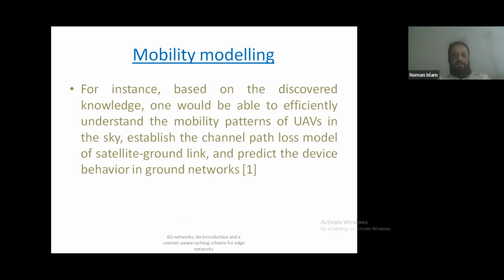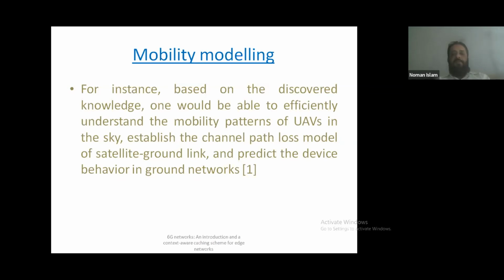For example, let's suppose you have an unmanned aerial vehicle traveling over the air, and you have to determine its channel path loss model. So you can model the path loss model based on artificial intelligence. You can predict the mobility of the device, and predict the device behavior in the ground network as well.